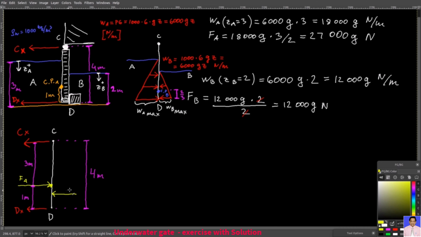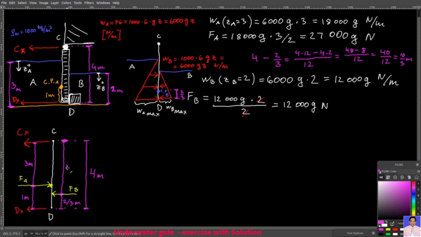Then here you have your FB and its corresponding center of pressure. This was 2 over 3 meters, which means that this one here, it's 4 minus 2 over 3. So let me have a common denominator here, 12. So I will have 4 times 12 here, minus 4 times 2 here. I have 48 minus 8 over 12, 40 over 12, which is 10 over 3 meters. So this distance here, that's 10 over 3 meters.